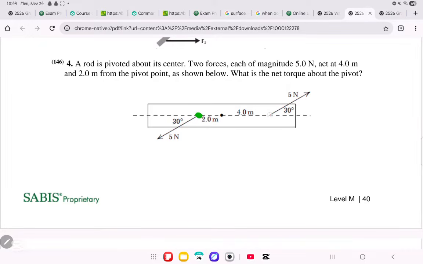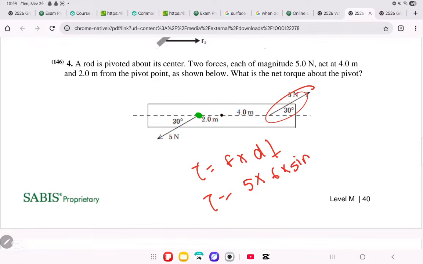You have the force. You need to find the torque of this. Torque is force times the perpendicular distance. The torque for this, because it's a moment, it's the force, which is 5, times the perpendicular distance, which is 6, times sine the angle made with the axis that intersects the center of rotation.